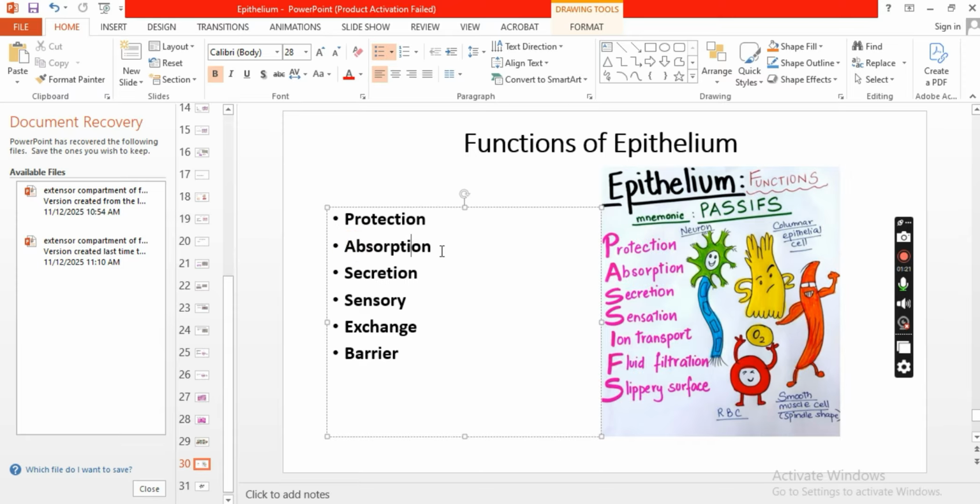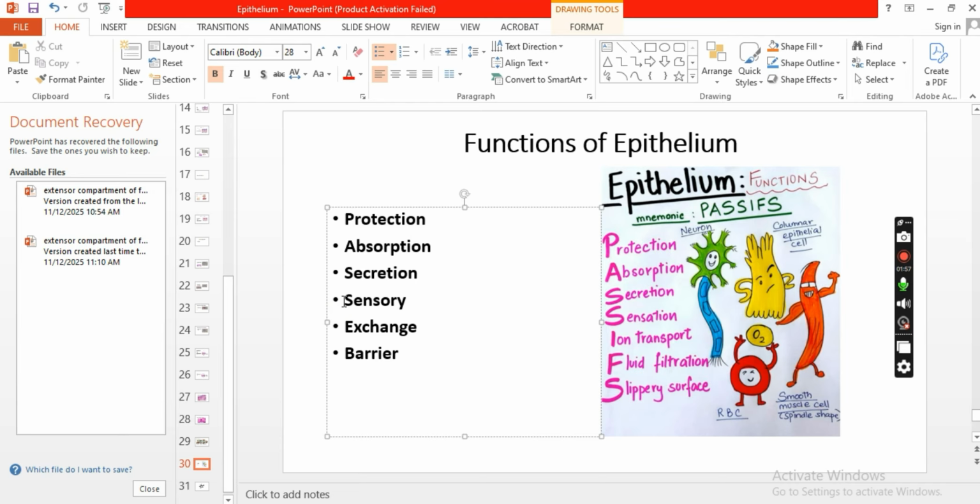Absorption: the lining columnar cells of the small intestine help in the absorption. Secretory function: the small intestine has glands, intestinal glands, or any glands. They can produce enzymes, mucus, or any hormones, so secretion. Actually the glands are modified epithelium.